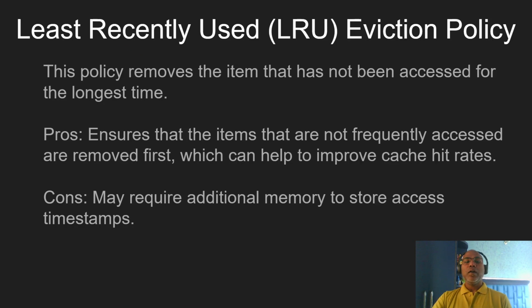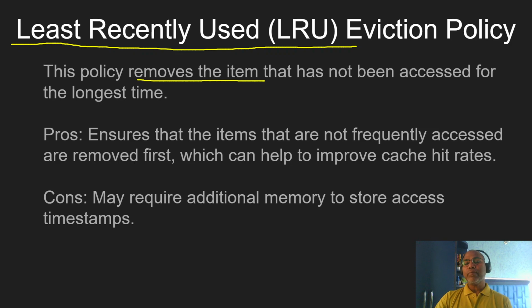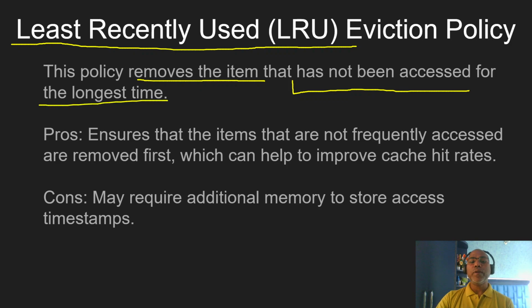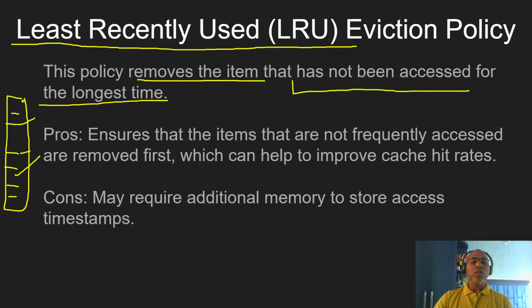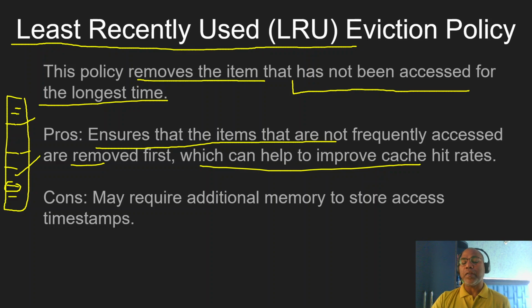Similarly, you can think of the least recently used eviction policy. This policy removes the item that has not been accessed for a longer period of time. Here, this is the cache and lots of data is stored in the cache. This data is mostly used, and these are not mostly used. So this data is not recently used. The policy says remove the item that has not been accessed for the longest period of time. The benefit is that it ensures items that are not frequently accessed are removed, which helps us improve the cache hit ratio.